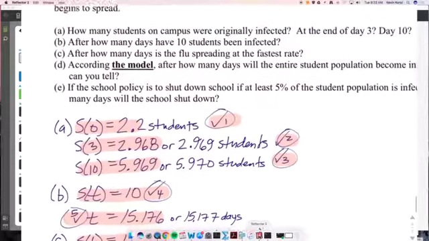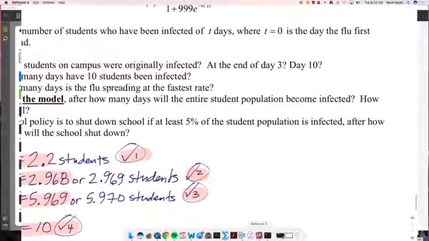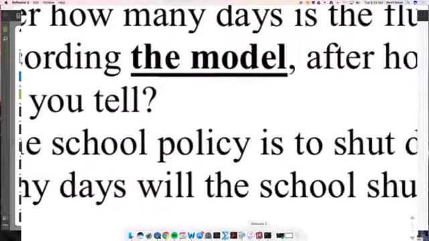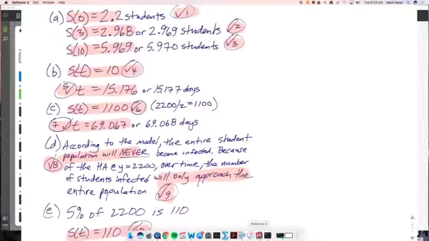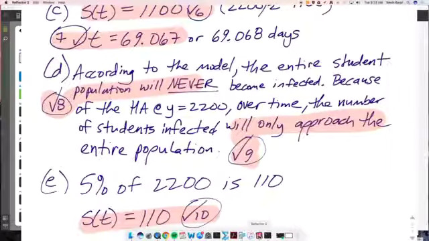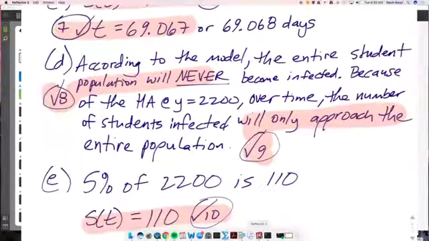All right, part D. According to the model, after how many days will the entire student population become infected? And notice it said according to the model. That's the equation. How can you tell? So this is where I'm looking for some type of sentence, where you're explaining. So according to the model, comma, the entire student population will never become infected. So that's the 8th check for saying never, essentially.